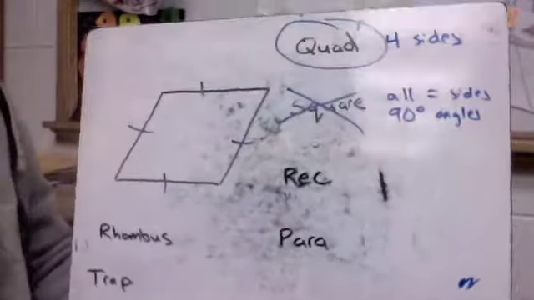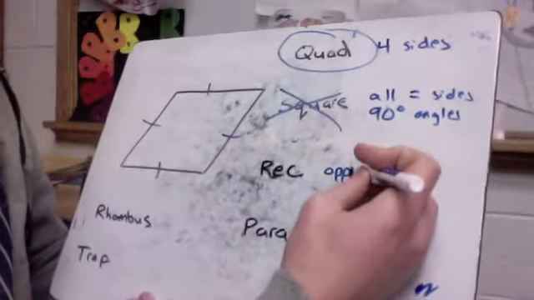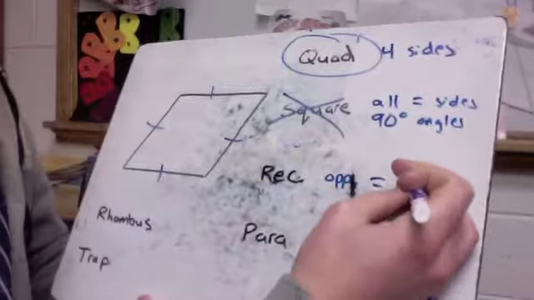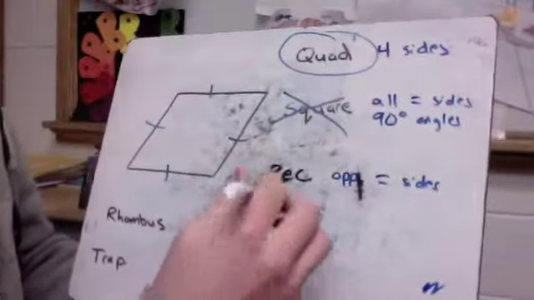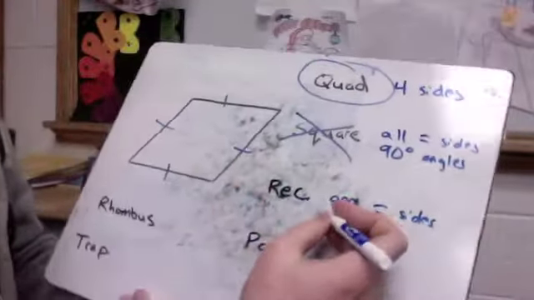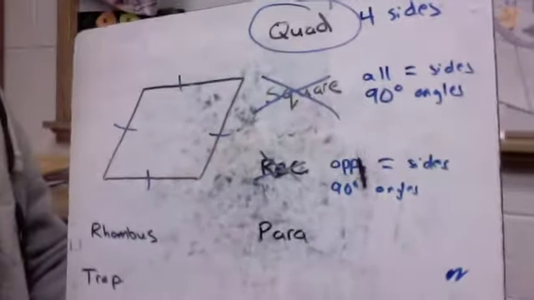Rectangle. A rectangle has opposite equal sides. Okay? Yep. But a rectangle also has 90-degree angles. This does not have 90-degree angles, so it just cannot be a rectangle. Won't work.